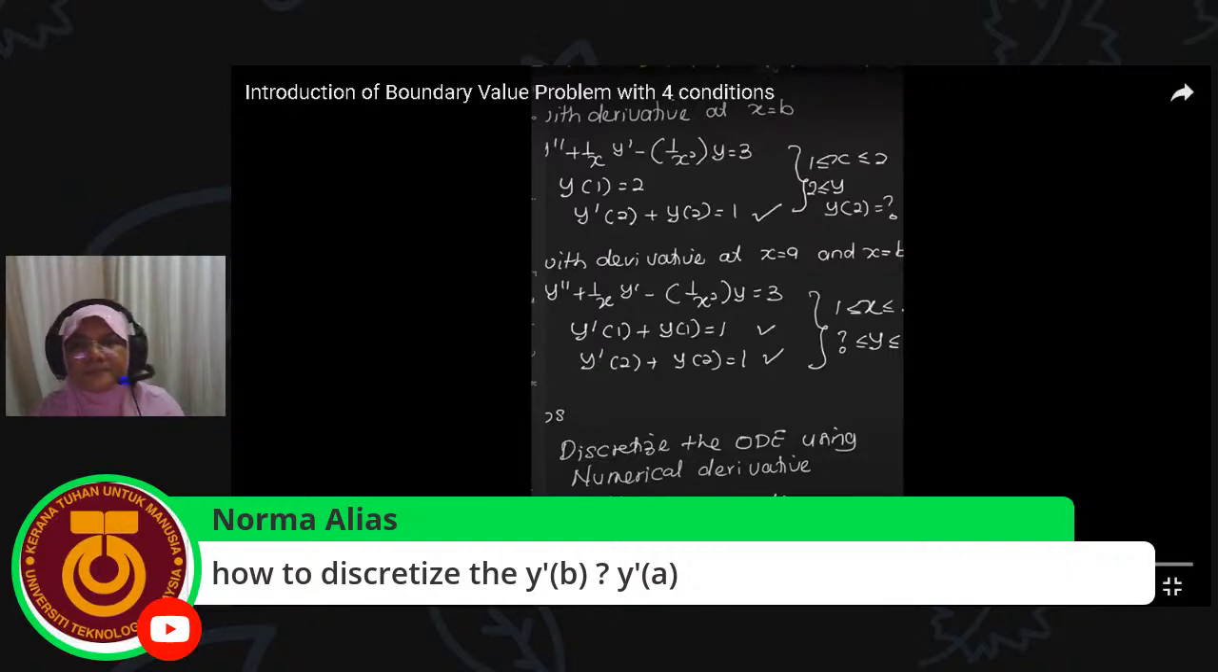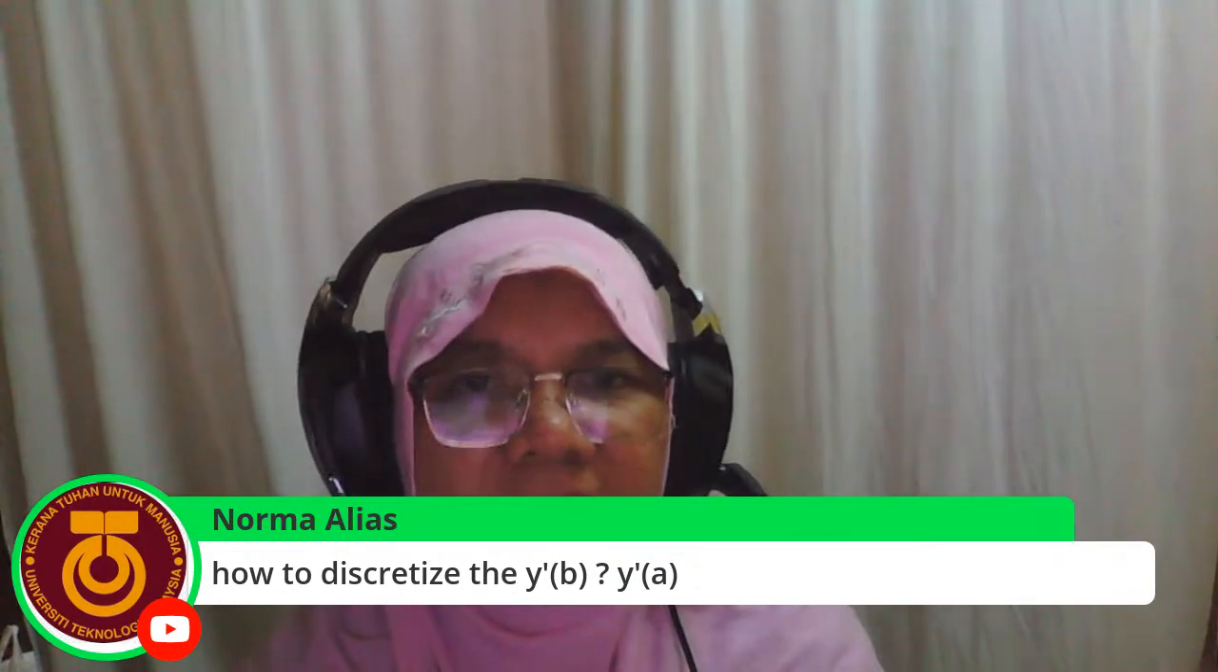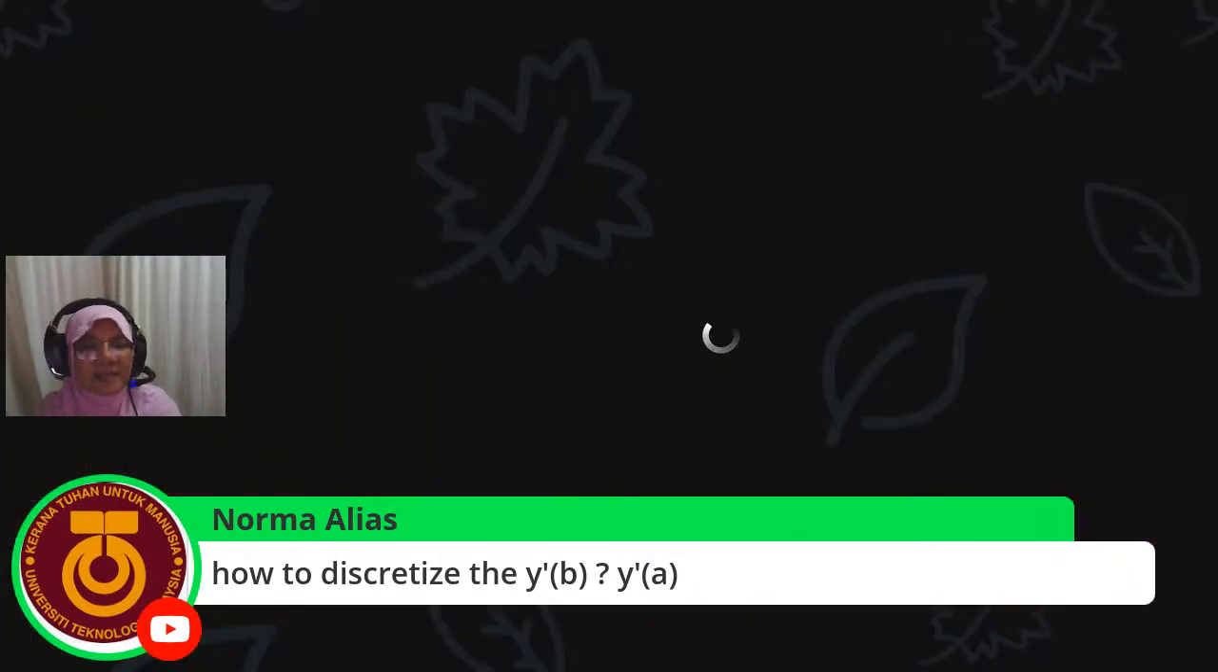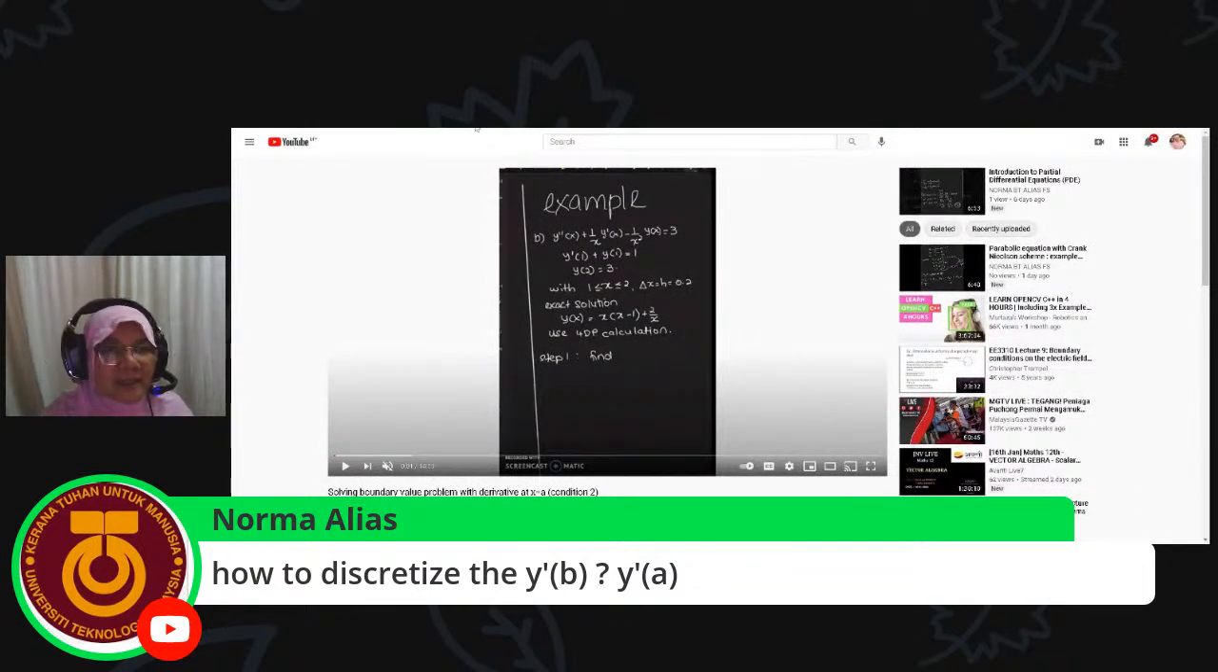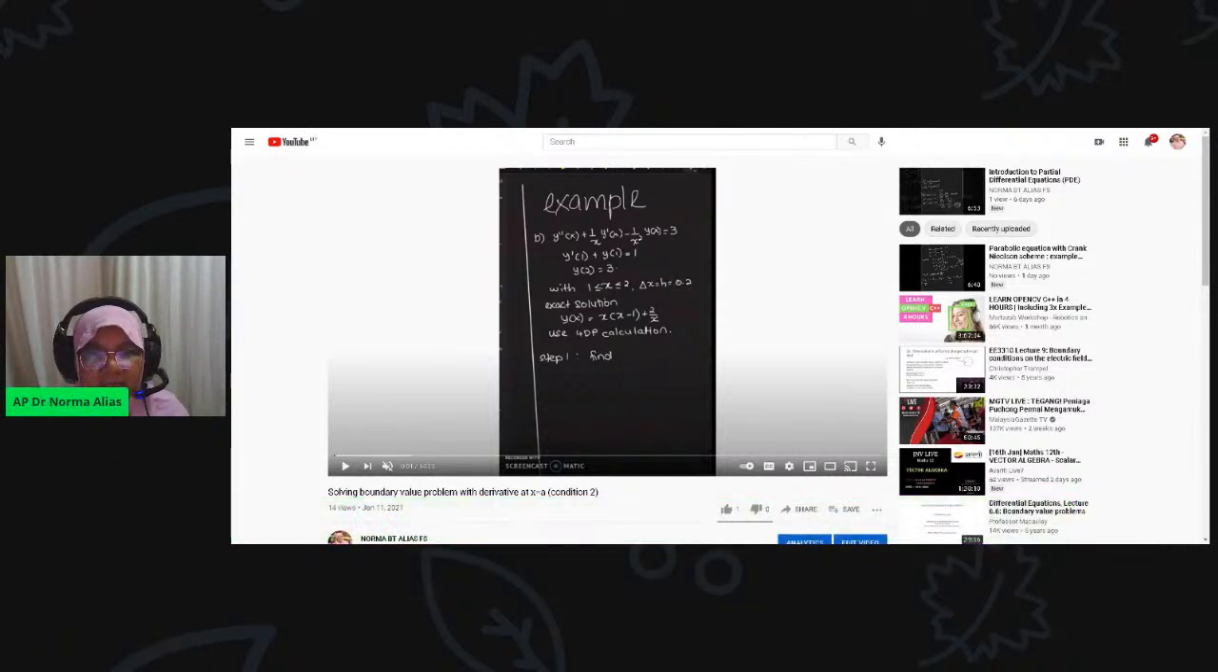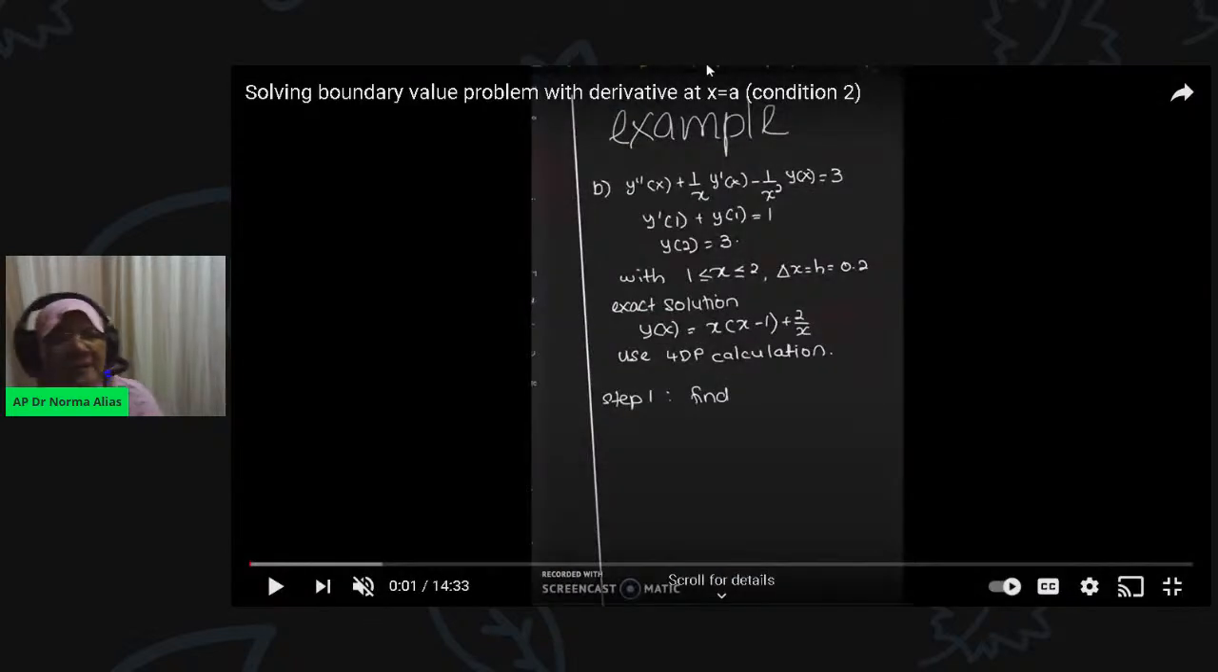Now let's go to the example, how to solve the boundary value problem. If you go to the example, you can see the process of discretization is very easy. I want you to focus on this question. It looks like you have the derivative at the first corner when x equal to 1, and there is no boundary condition with the derivative at the last corner when xn equal to 2.